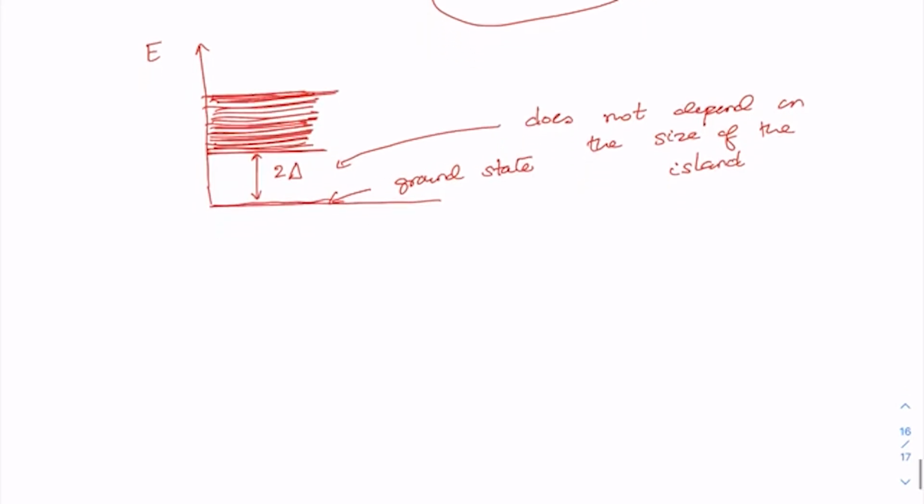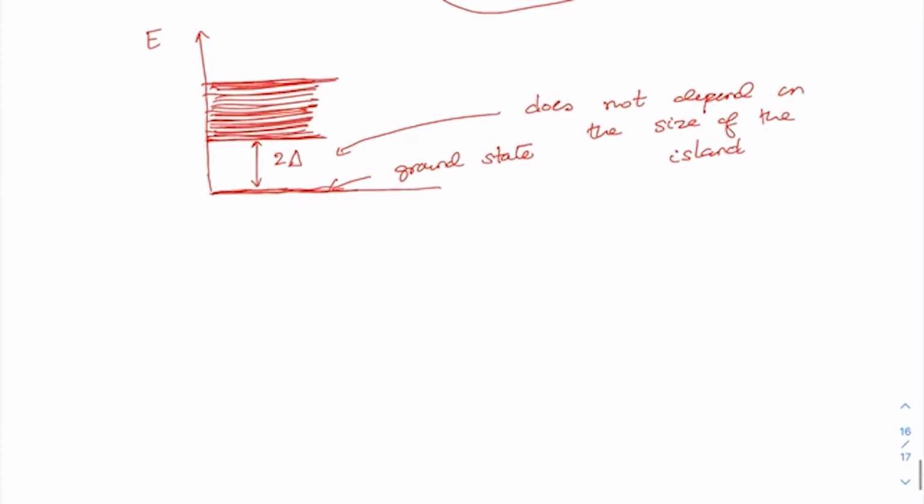This 2 delta, if you convert it to temperature, is on the order of Kelvin temperature. One can be in this ground state, provided one cools down to Kelvin temperature, and then thermal excitation will not be able to take us up to this excited level. So we will remain in the ground state only if we cool to a very low temperature.